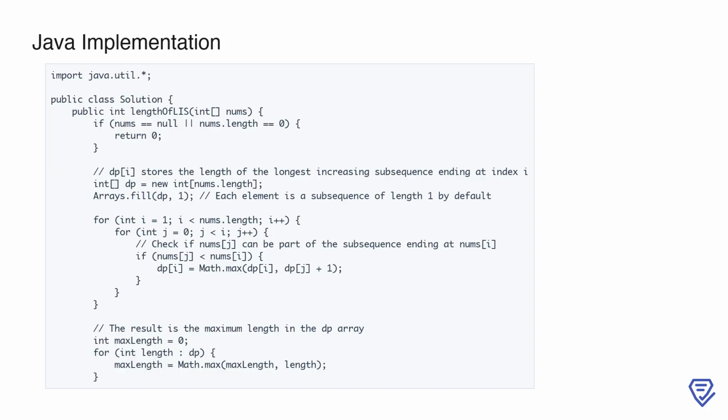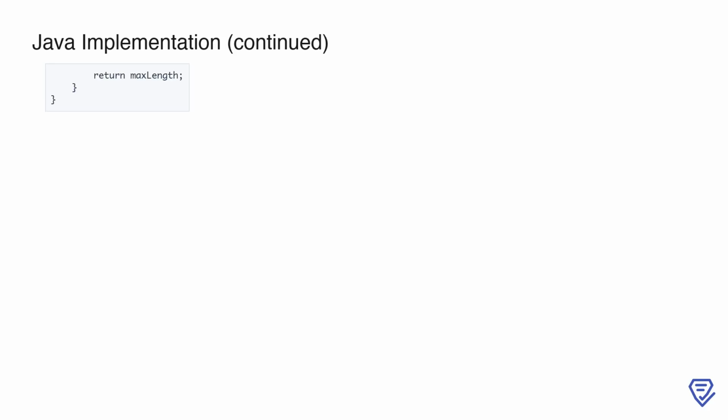Next, we use a nested loop to iterate through the array. For each element at index i, we check all previous elements at index j. If the value at nums[j] is less than nums[i], it means that nums[j] can be included in the subsequence ending at nums[i]. In this case, we update dp[i] to be the maximum of its current value or dp[j] + 1, effectively extending the subsequence. After populating the dp array, the next step is to determine the maximum length of any increasing subsequence in the array.